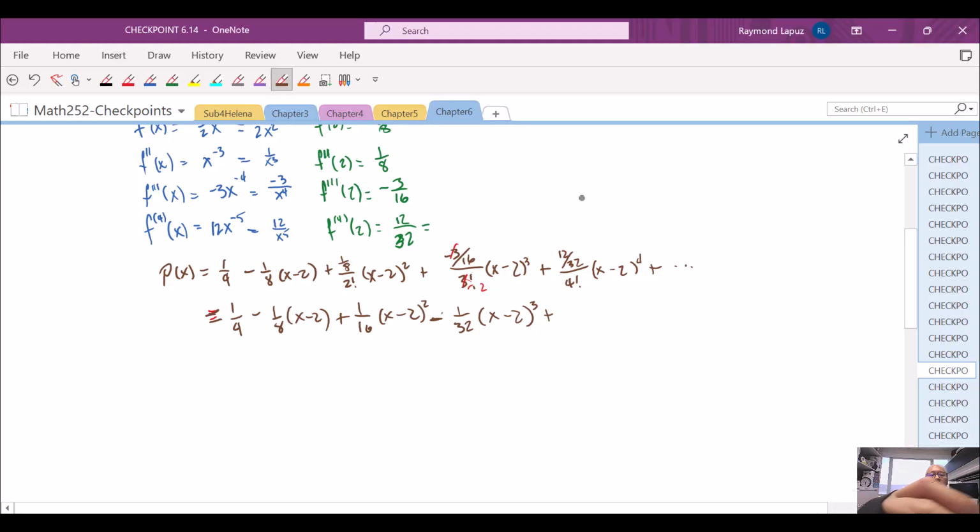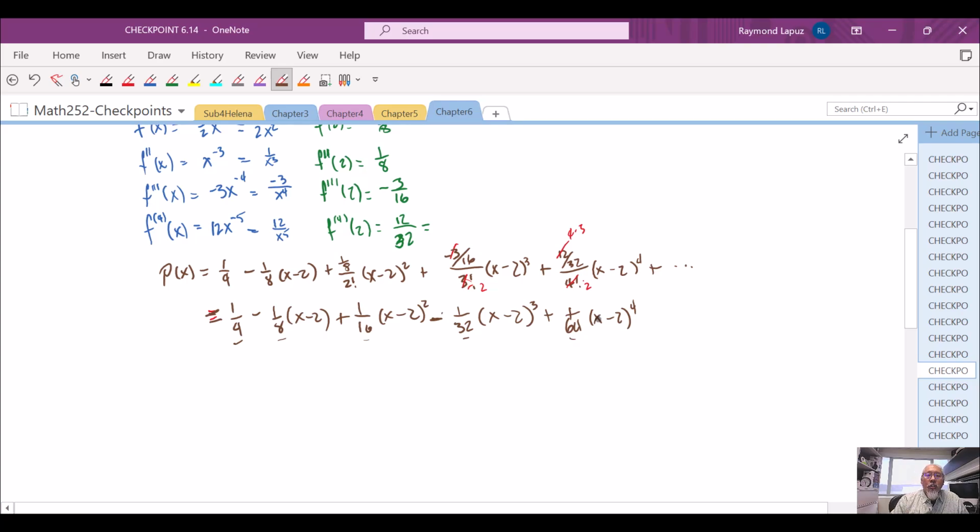And what happens here now? Let's see how things cancel. We can get rid of a 4 and a 3 here. There's a 4 and a 3, so 4 times 3 is gone. That leaves us with 2, and then we have 2 times 32. 2 times 32 is 64, positive, and then x minus 2 to the fourth. And so you can see what's happening with the denominators here. It looks like it's just decreasing.